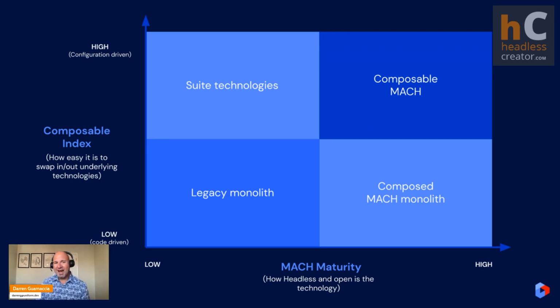So I'll say high is when you have thought about how you compose things in a business user, configuration-driven way, and that is the best that you can do on composability. And that makes it very simple. So you don't have to go to developers all the time. Sometimes you will want to, but you don't have to all the time. And the idea is that you can configure things and set those up. So what happens when you have low composability and low MACH maturity? Well, that's your legacy monolith.